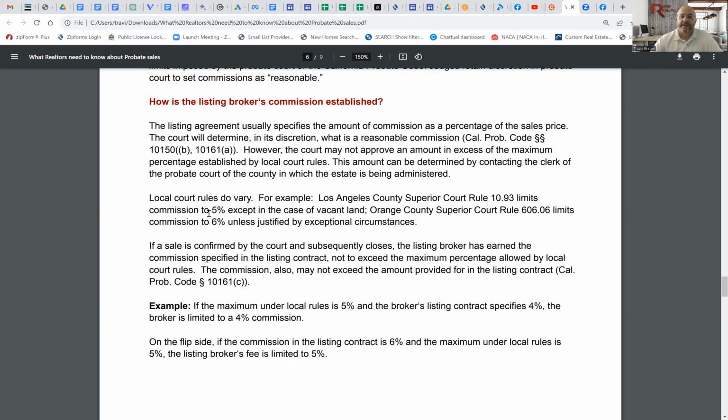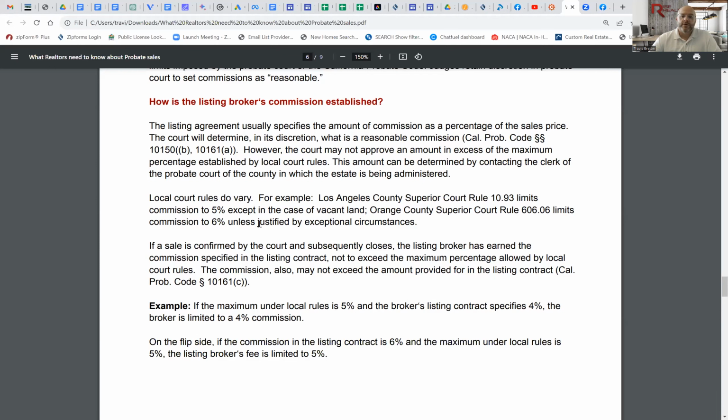For example, Los Angeles County Superior Court limits commission to 5%, except in cases of vacant land. Orange County Superior Court limits commissions to 6% unless justified by exceptional circumstances. So you definitely want to check the county where the probate is being administered to determine what your commission can be if you're taking a probate listing.